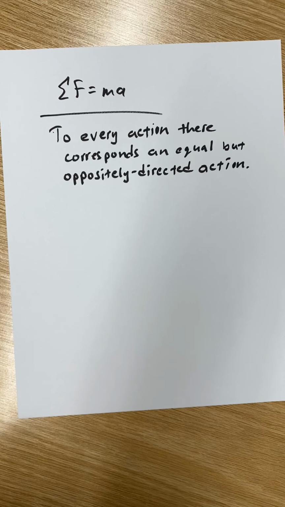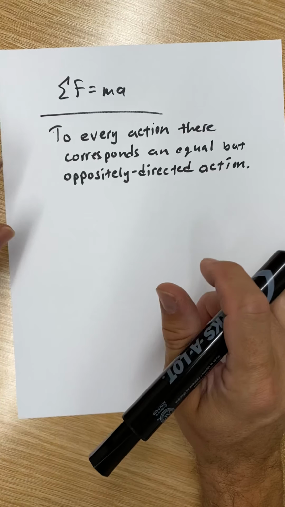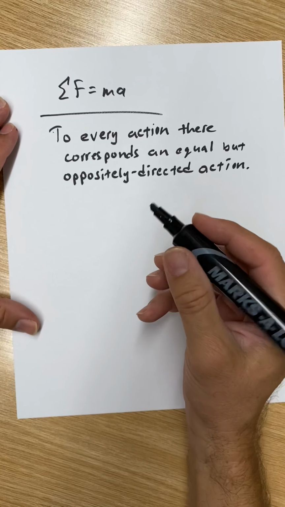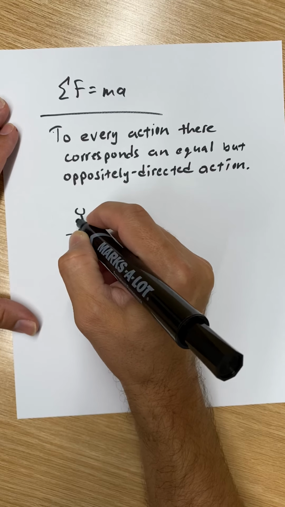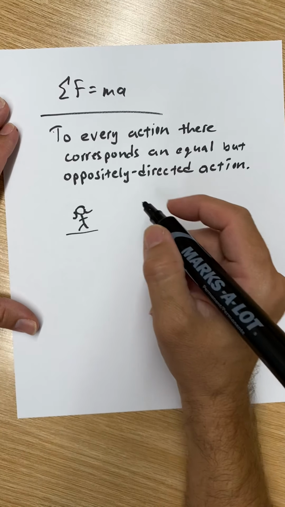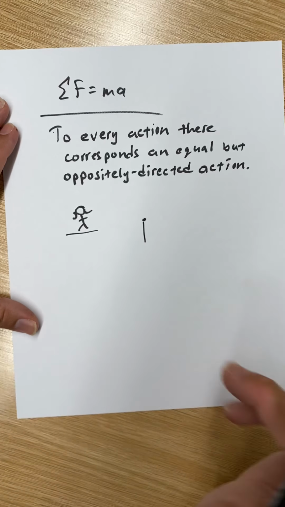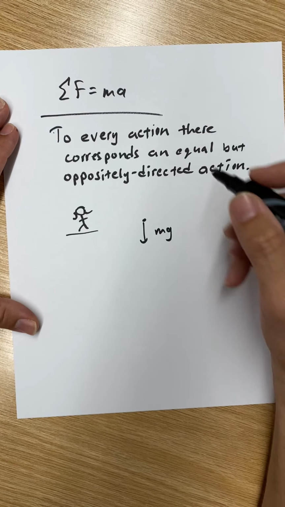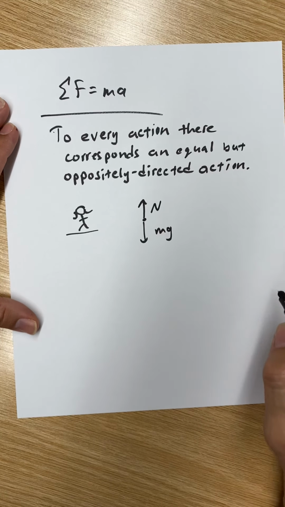Okay, so here's why this is misunderstood. I'm about to write some stuff or draw some things and write them down, and they're going to be wrong. I'm telling you how this law is misunderstood. Okay, so let me put a person on the floor. And let me draw a free body diagram of this person. And they're sitting still. She's just kind of hanging out doing nothing. So we have mg, which is the force of gravity. And then we have the normal force from the floor.